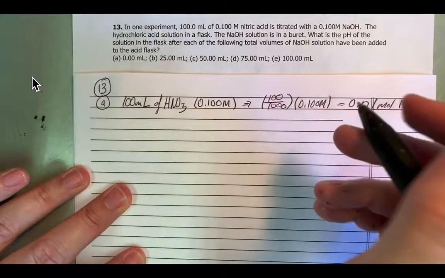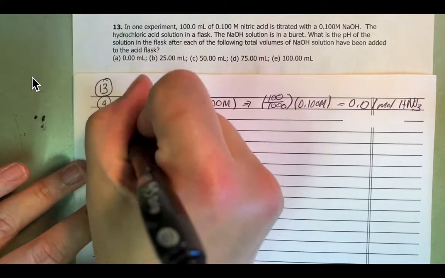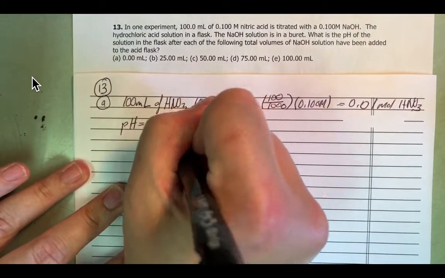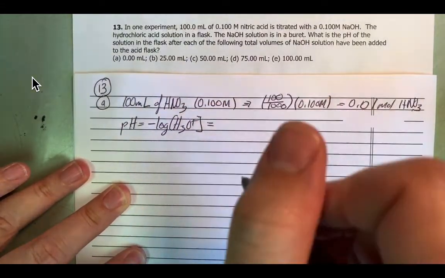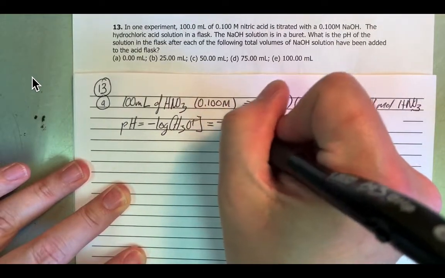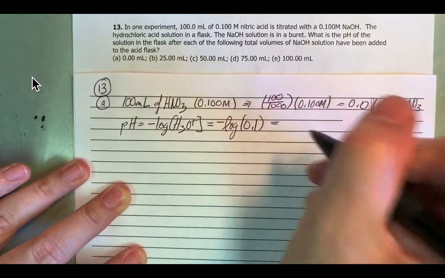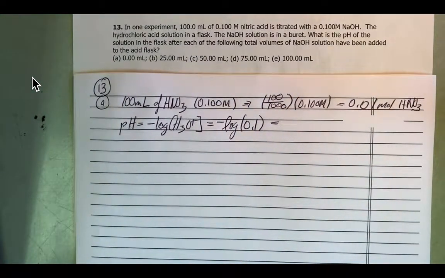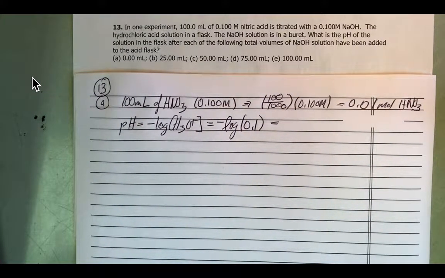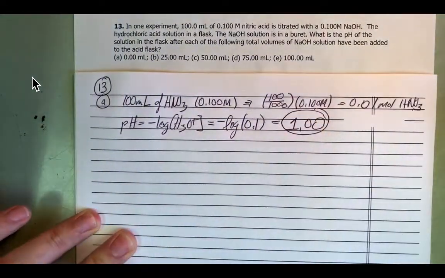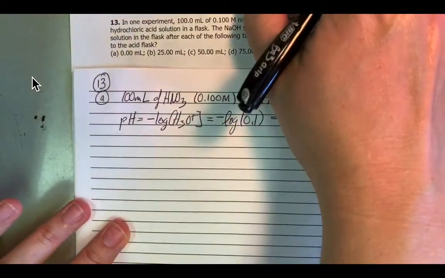But we didn't really need that to figure out this first pH. So pH is equal to minus log H3O plus. And in this case, we know basically the amount of H3O plus. It's 0.1 molar. And so minus log of 0.1 means the pH at this point is exactly 1 before we've added any base to that solution.